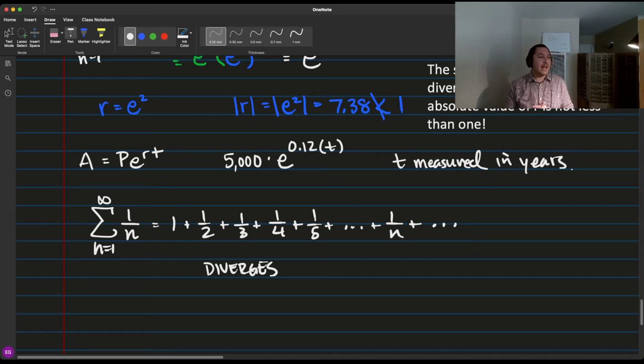Right. If someone put in the chat adding smaller terms to infinity, you would think that because they're getting smaller, eventually they wouldn't mean anything. But because you end up adding an infinite number of them, these infinite number of very small terms actually adds up to something.